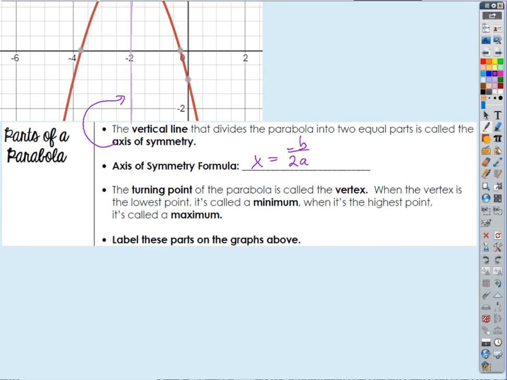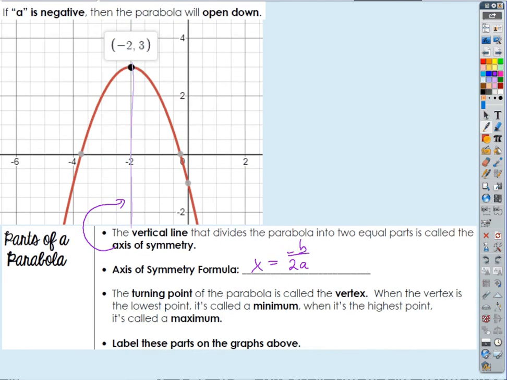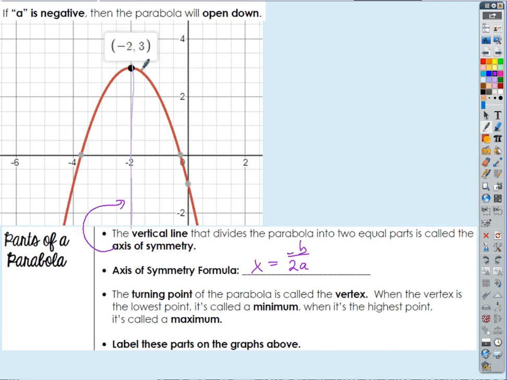The turning point of the parabola is called the vertex. Here's the vertex. If the parabola is opening down, what would we call that turning point? It's going to be a maximum, because it's the highest point on the function. If the parabola is opening up, what are we going to call it? Minimum. Is this the lowest point? I guess it's right there.